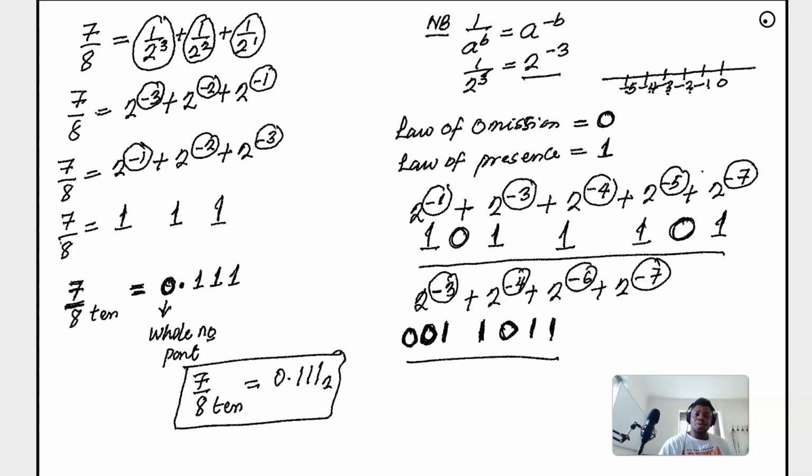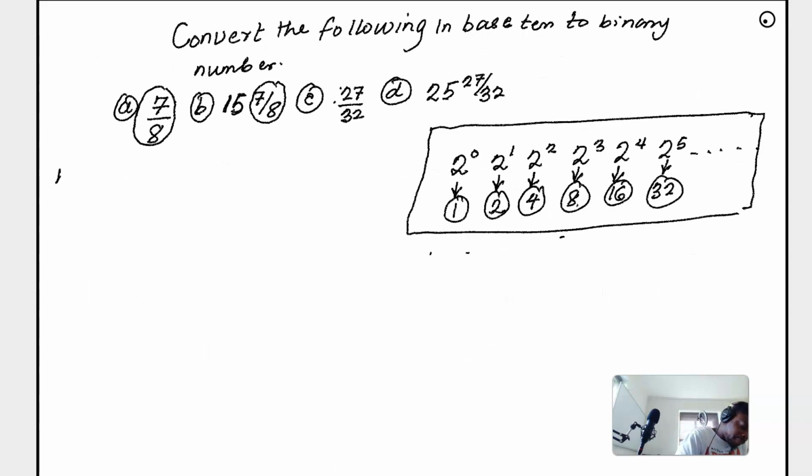Okay, don't worry about it. Second example, you have more understanding. So let's go to the second example, B. B is 15 whole number, 7 over 8 in base 10. We are converting to base 2.